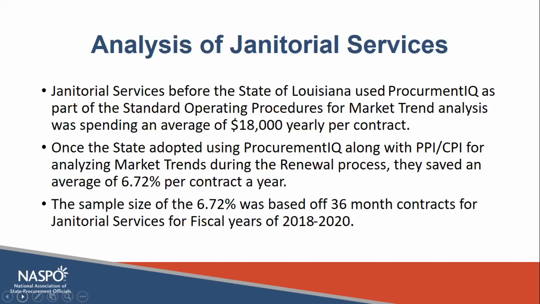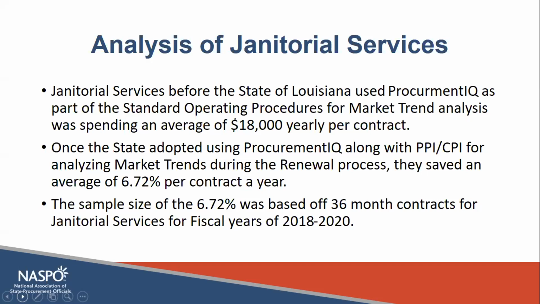Before we began using Procurement IQ, with just PPI and CPI, we noticed we were spending an average of $18,000 yearly per contract for janitorial services. Once we adopted Procurement IQ to help us along with PPI and CPI to analyze the market trends, we noticed that we were saving, just for this commodity, about 6.72% per contract. This was based off a sample size of several files for blanket or 36-month contracts between the fiscal years of 18 to 20.